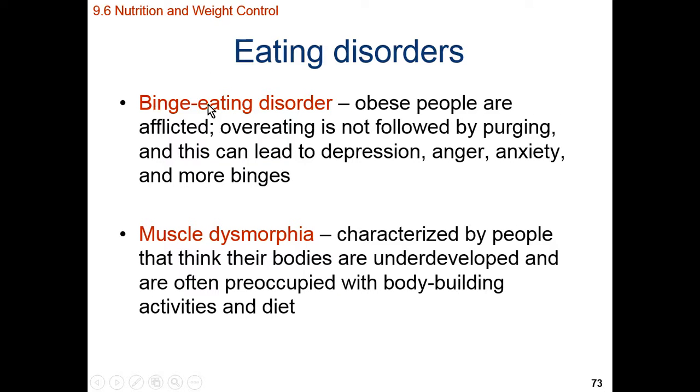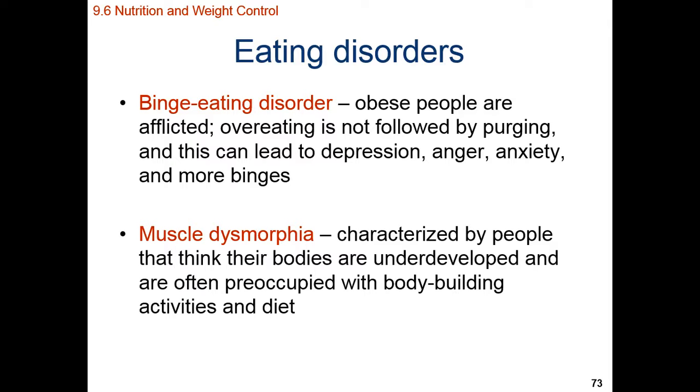Binge eating disorder is when somebody is going to have overeating. And this is typically going to be in an obese individual. So this person has an excessive body weight or excessive BMI greater than 30, and they will overeat but not have that purge. These individuals oftentimes are going to have depression or anxiety, and that depression and anxiety will lead to more binges, which causes them to become larger, which causes them to have more depression, which causes them to have more binges. It's a positive feedback loop. It can be very debilitating for many obese individuals.